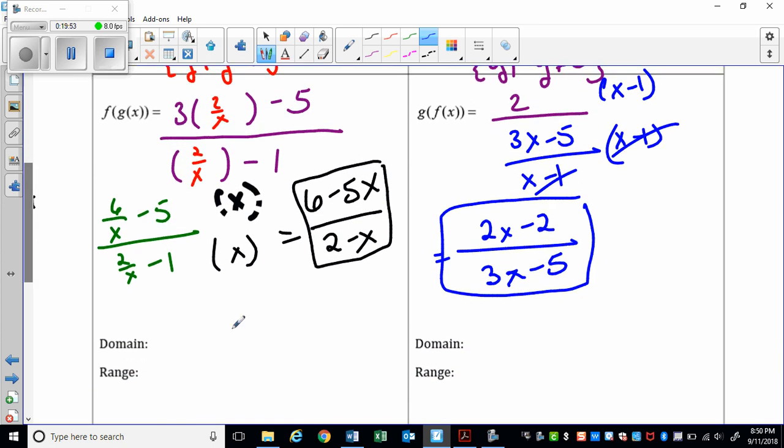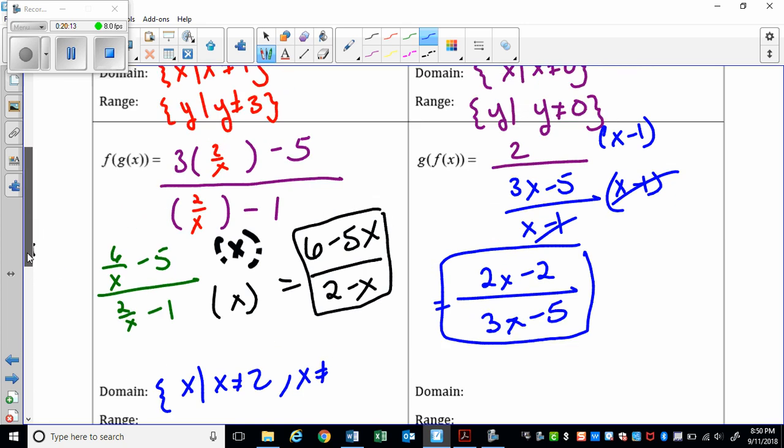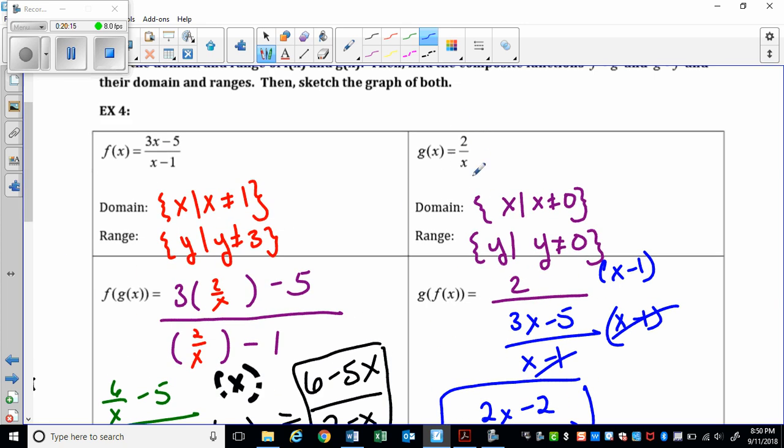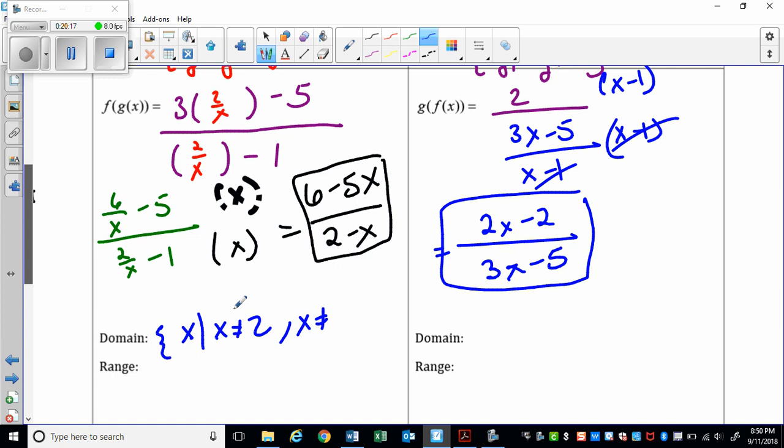So let's look at this. My domain of my original one is all values of x except x cannot equal 2, because we figured that out here. And we need to look at the restriction in my inner function. Remember, in my g of x, my inner function, x cannot be 0. So at x equals 0, there's not going to be an asymptote. There's actually going to be a hole here.